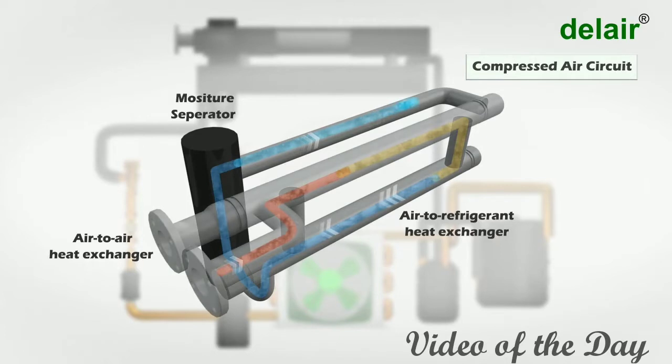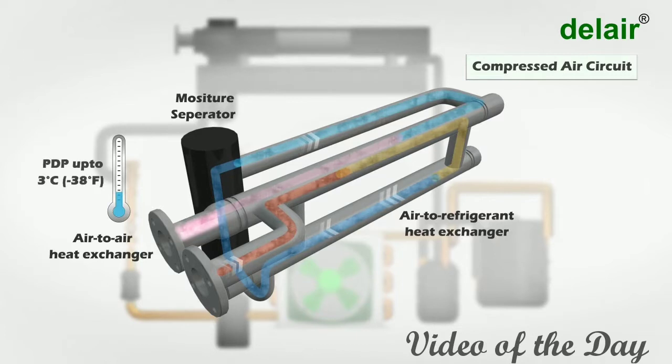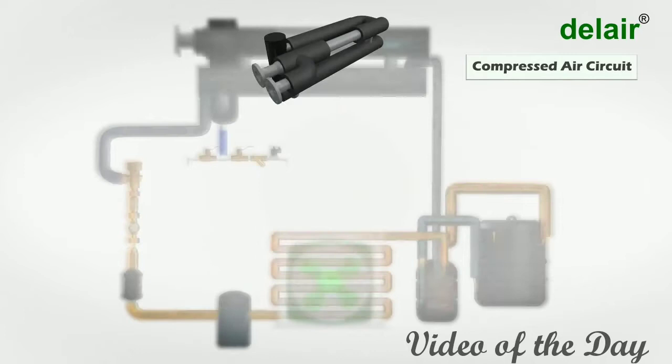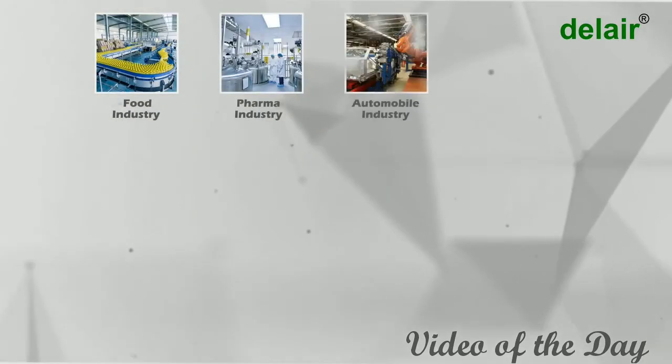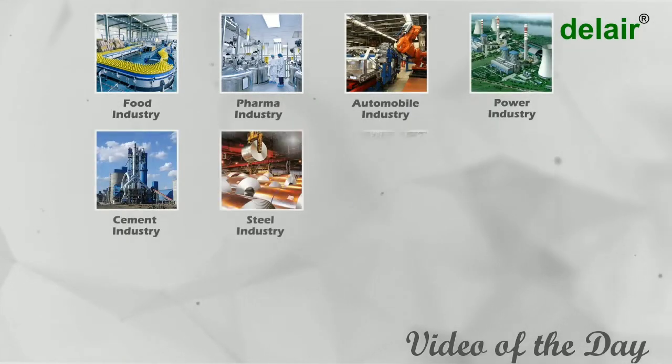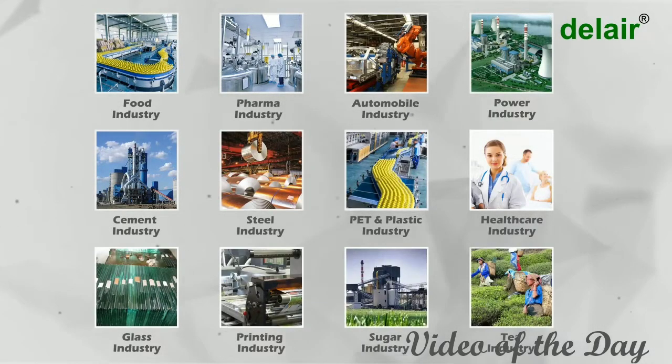The cool dry air then enters into the air-to-air heat exchanger and is warmed up by the incoming hot air up to the temperature. The outgoing air has achieved the 3 degrees Celsius dew point and is now dry, and can be used for designed applications in various industries like food, pharma, automobile, power, cement, steel, PET and plastic and dozens of other industries.